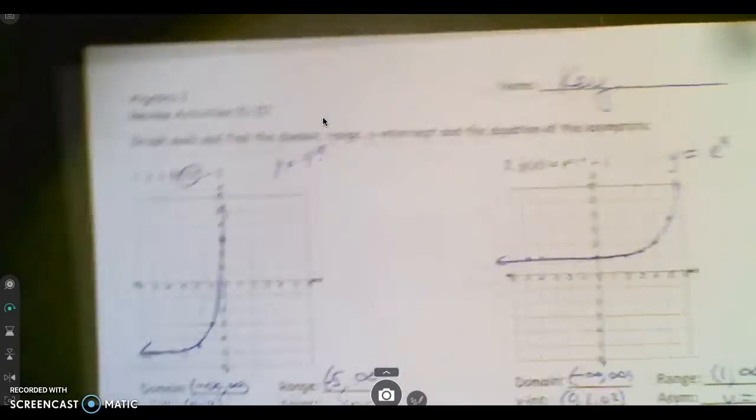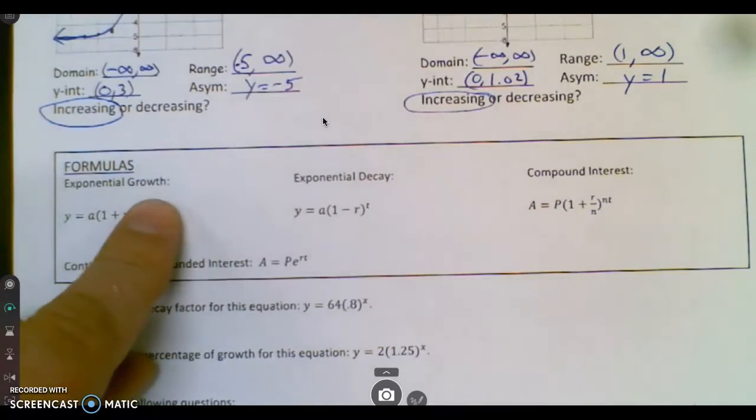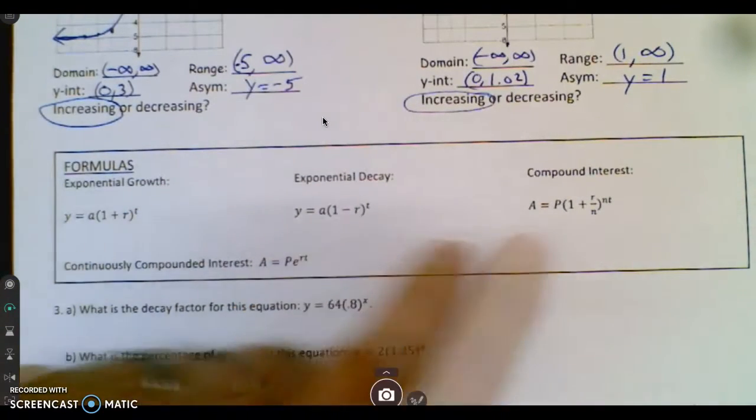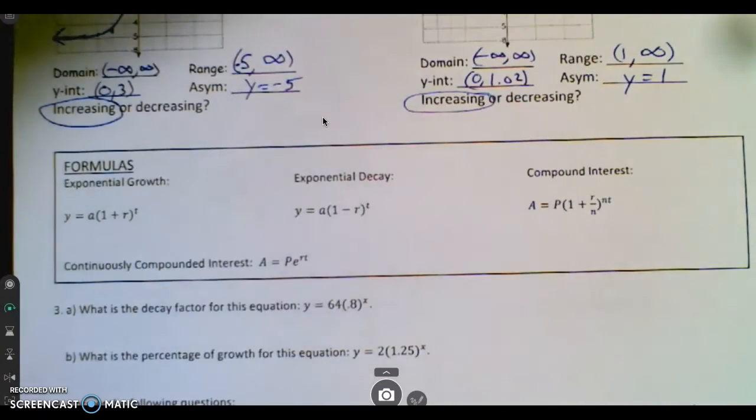One thing that's not on here that will be on the quiz is, well, oh, there it is. Describe the transformations. Never mind, it's right there. All right, you will get the formulas just like here. We got growth, decay, compound interest, and continuously compounded.